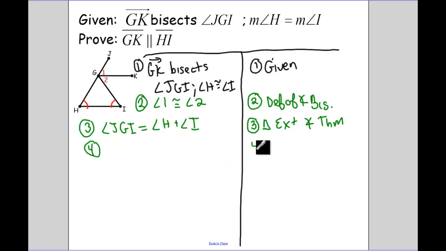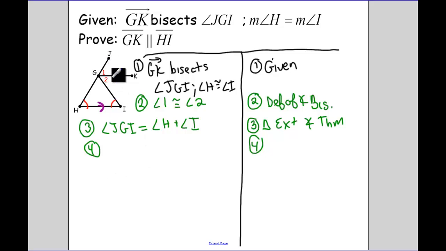Now, think about what you're trying to prove. You're trying to prove GK, I'll put it in purple, GK, I need to prove that line is parallel to HI. Think about the ways that we prove parallel. We prove parallel by alternate interior congruent. So if I could get 2 congruent to I, that would be helpful. Or corresponding, so 1 congruent to H, that would be helpful. So think about how you could do that.